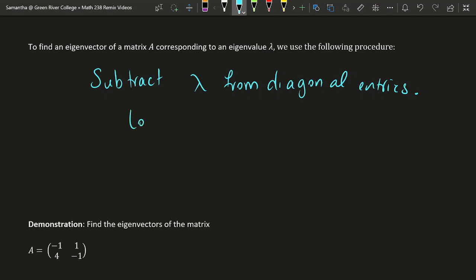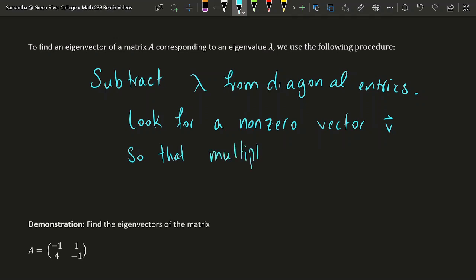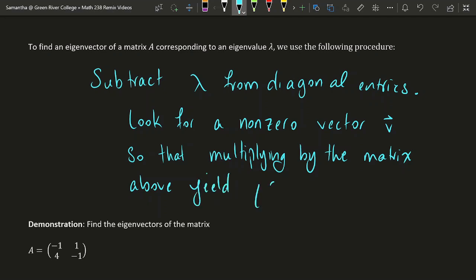Then we're going to look for a non-zero vector, let's call it V, so that multiplying by the matrix above gives us a 0, 0 as a result. Let me demonstrate to you what I mean with an example.